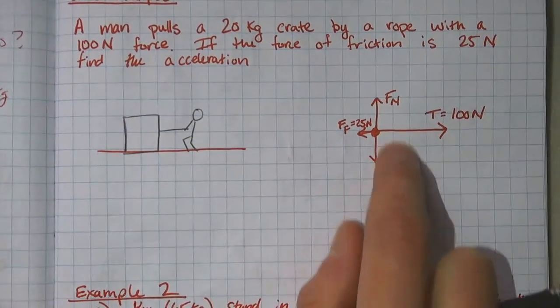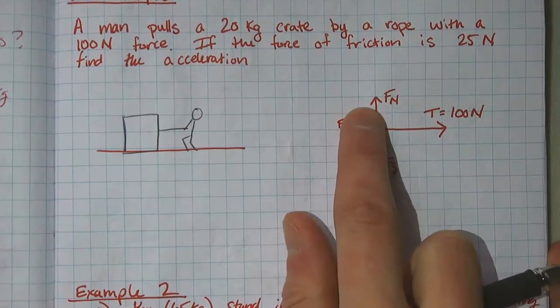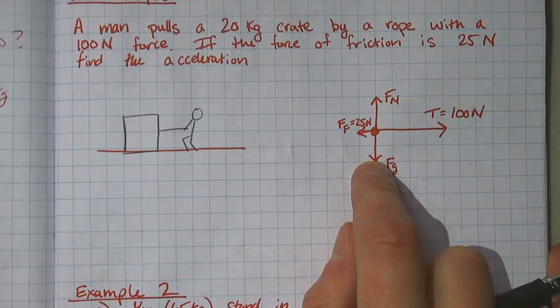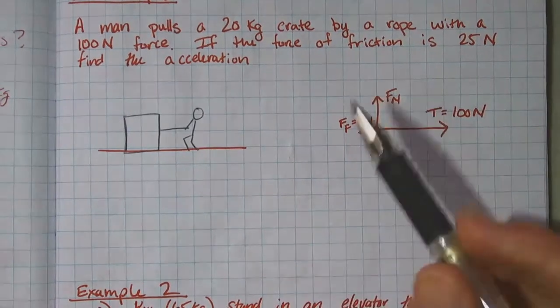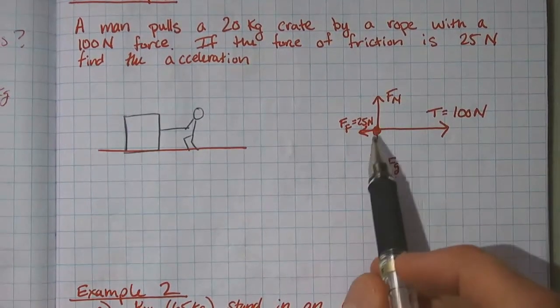And then, of course, your force diagram is going to look like this, where you have your normal force up and your force of gravity down. They should be equal because we do have balanced forces vertically. But this problem is more about the horizontal here.